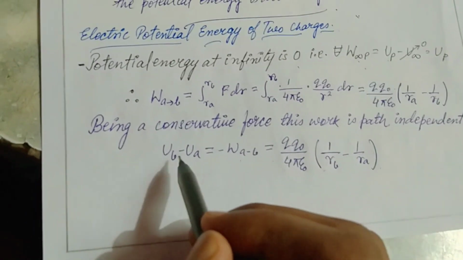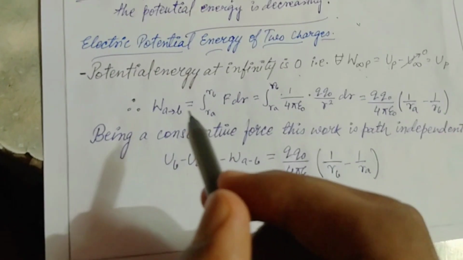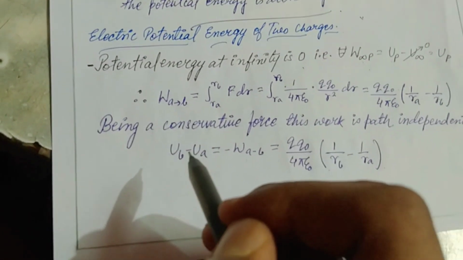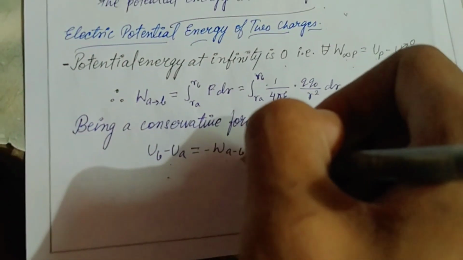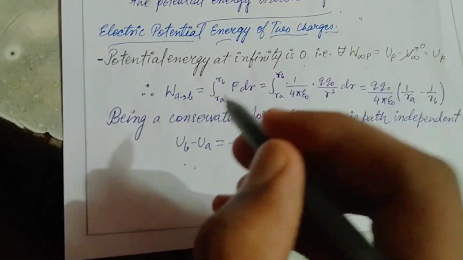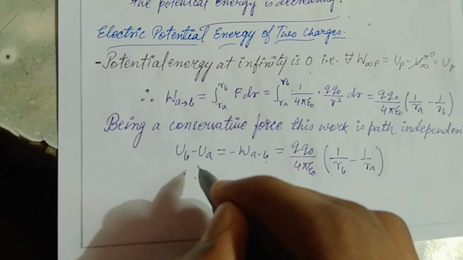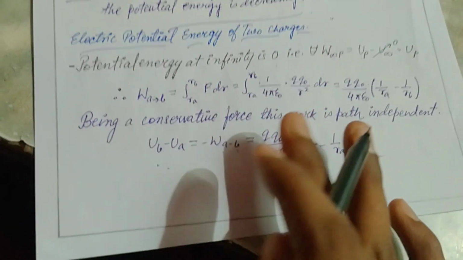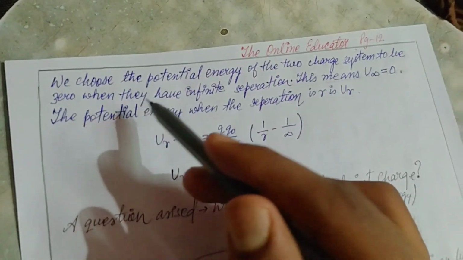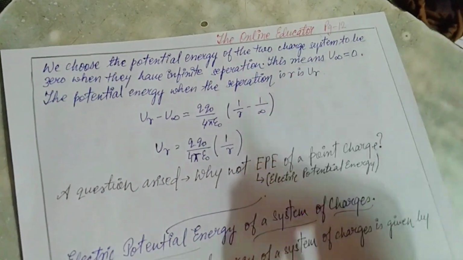Now please be very careful here. The electric potential energy, which is U, is also called internal energy. If this is positive, then the work done will be negative, and if the work done is positive, then the electric potential energy will be negative; if this is negative this will be positive. All right. We choose the potential energy of the two-charge system to be zero when they have infinite separation. This means that at infinity the electric potential energy is zero.